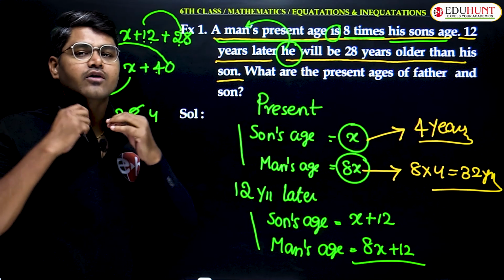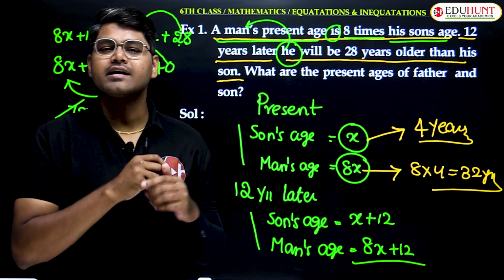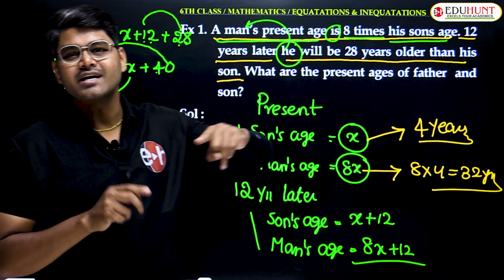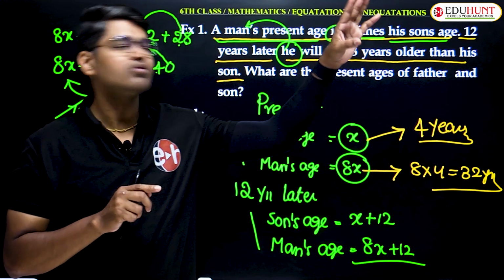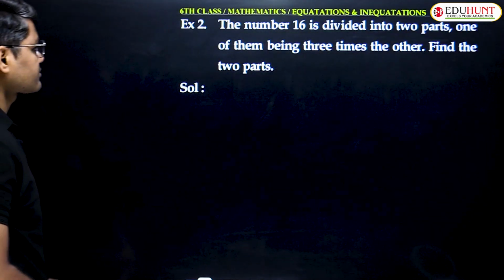First of all, what we have to take? Present age. Okay. And the second point is whose age is being compared with whom, that we have to know. Okay. Right. Chalo. Let's see the next question.